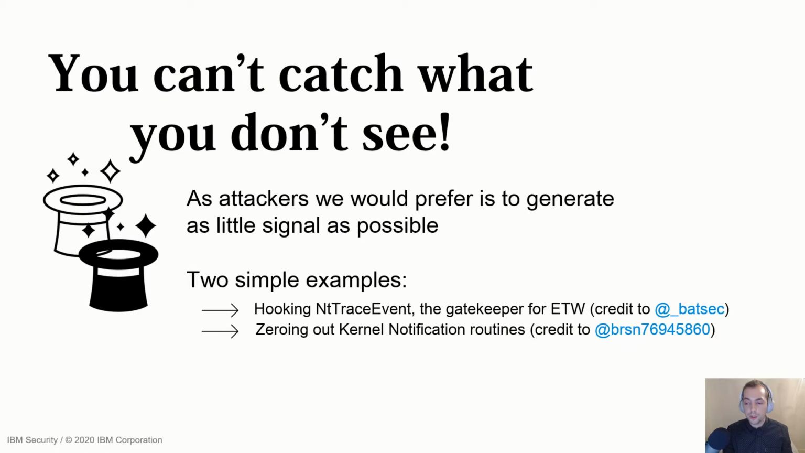When you record ETW data, eventually it passes through that function in the kernel. So if we hook that, we can just null all of that data that's coming through.